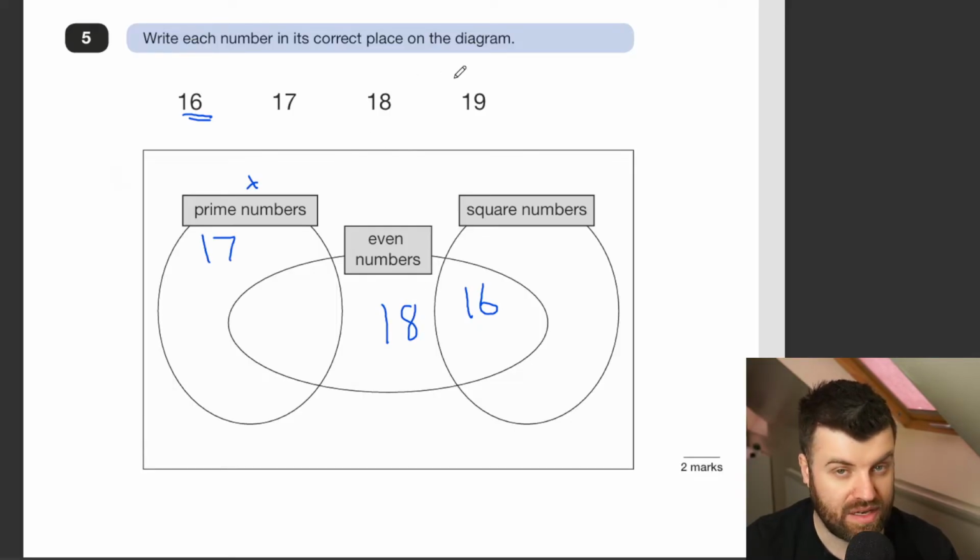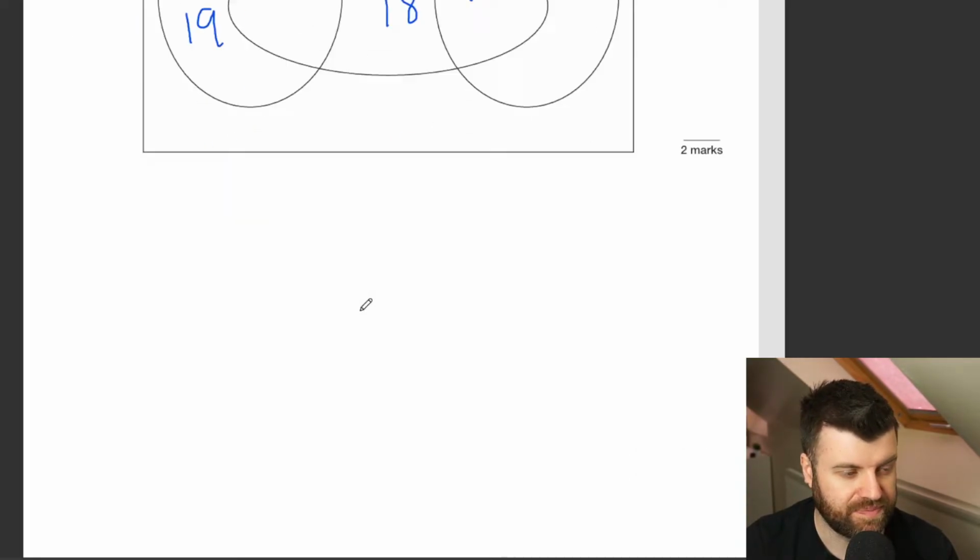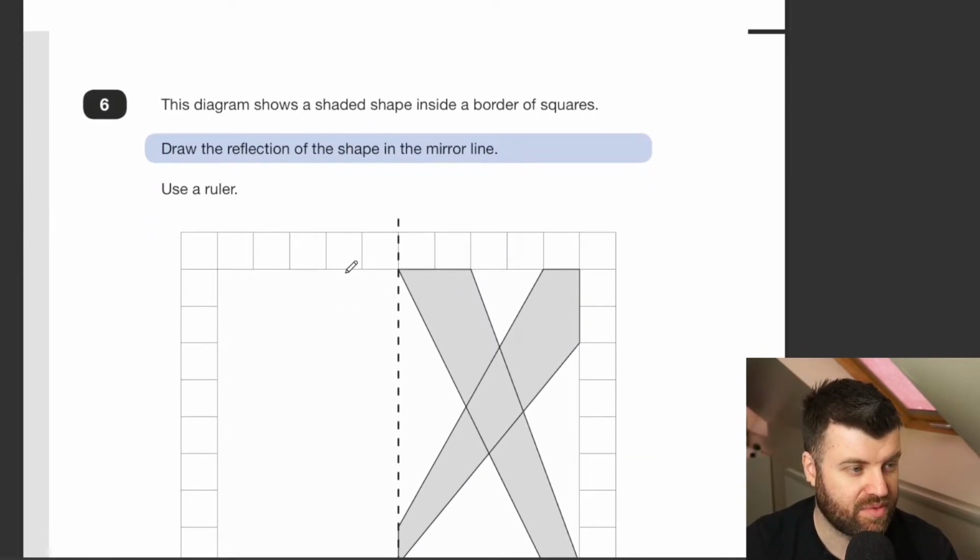Now let's think about 19. Is 19 a prime number? Yes, only has two factors. Is it an even number? No. Is it a square number? No. So 19 would go over here. Just got to be systematic with them questions.